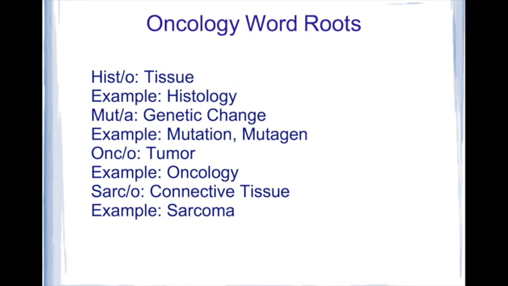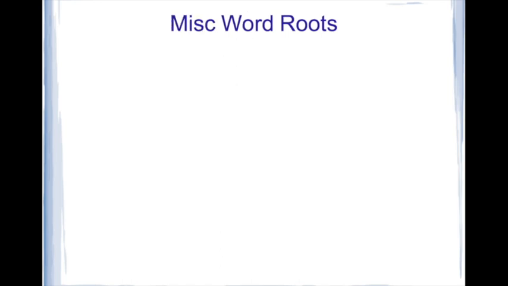Okay. Miscellaneous word roots. So these are word roots that don't necessarily apply to other systems. You'll see what I mean. Okay. Auri, like auricle. What do you think? What part of the body do you find the auricle in? The auricle is part of the ear. Okay, so anytime you see auricle, you know it has something to do with the ear itself, like the physical structure of the ear. Not hearing, but the ear.